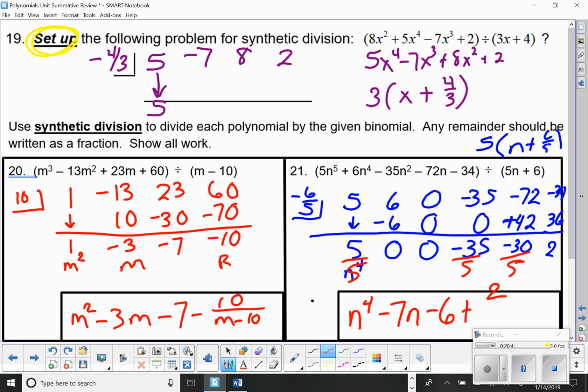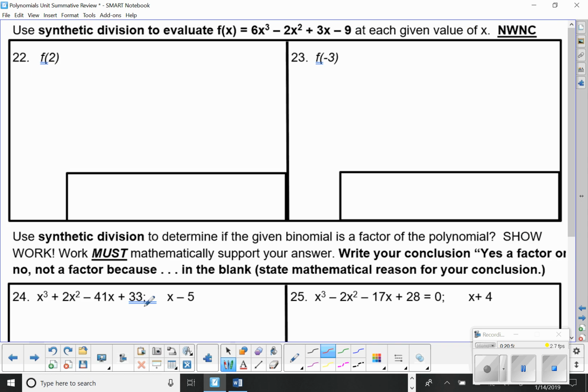And the reason I divide this is because I'm going to do this guy. So I get 5n plus 6. Okay? Remember, you don't divide the remainder, just the coefficients. Okay? Almost done with this section. This is probably the longest section.